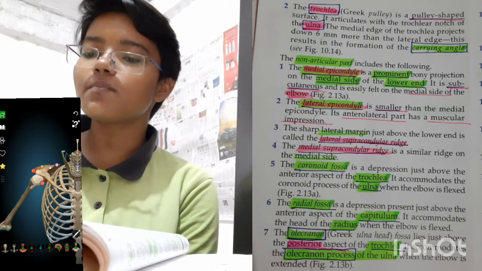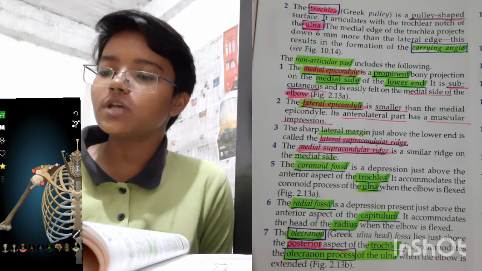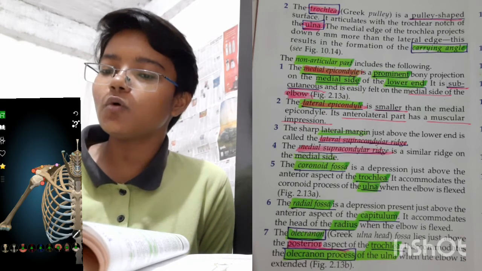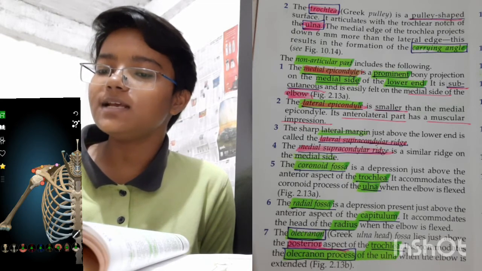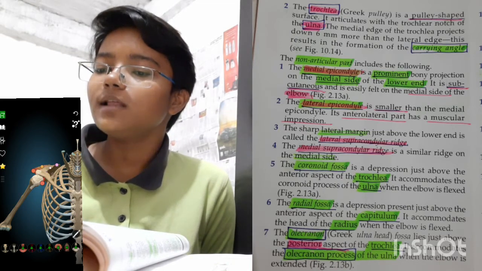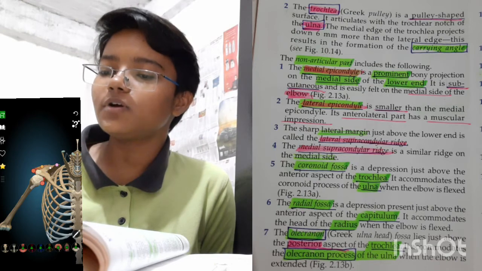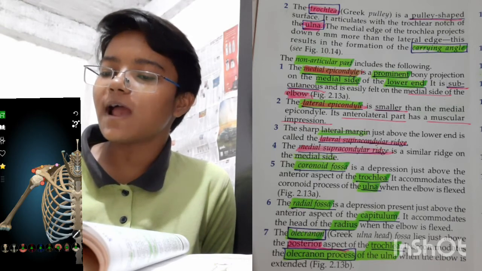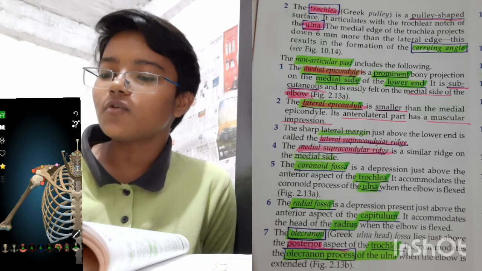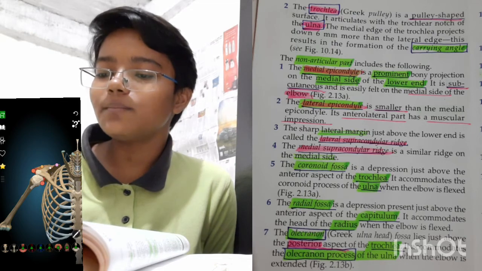The non-articular part includes the following: the medial epicondyle is a prominent bony projection on the medial surface of the lower end. It is subcutaneous and is easily felt on the medial side of the elbow. The lateral epicondyle is smaller than the medial epicondyle. Its anterolateral part has a muscular impression. The sharp lateral margin just above the lower end is called the lateral supracondylar ridge. The medial supracondylar ridge is a small ridge on the medial side.